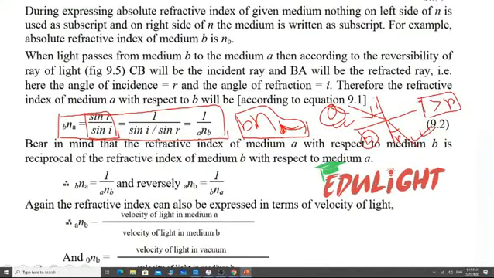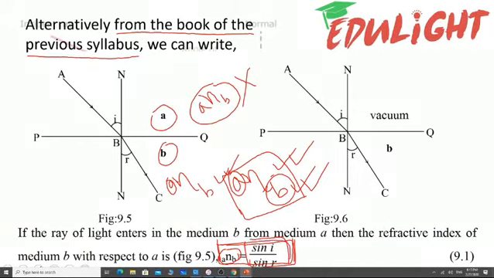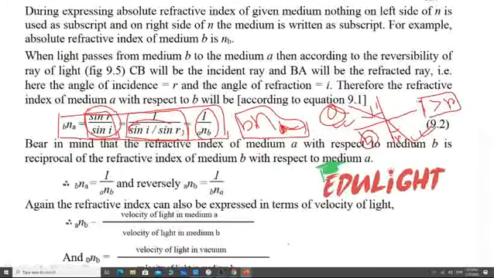So the ratio will be reversed. You can see here sin R divided by sin I, which equals 1 divided by sin I by sin R, which is 1 divided by the refractive index of B with respect to A. This is the main expression, because from your previous slide, sin I by sin R is called A eta B, or A and B, whichever symbol you want to use to express refractive index, both are correct. So 1 by A eta B will be B eta A.